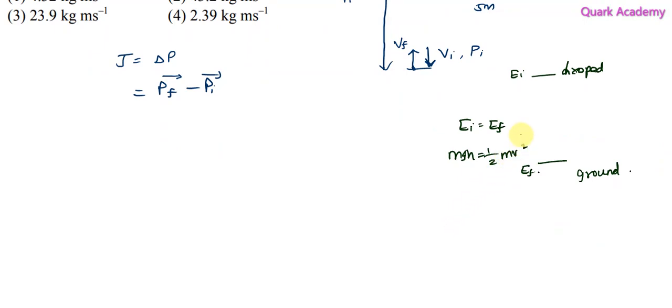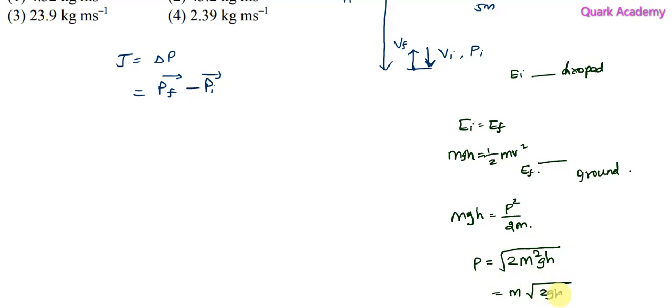Okay, so I want to convert this into momentum. So mgh can be written as p squared by 2m. Now I want to write p. So p will become the square root of 2m squared gh. This can be written as m into root of 2gh. So the momentum we can write in this way. Initial momentum we can write in this way.